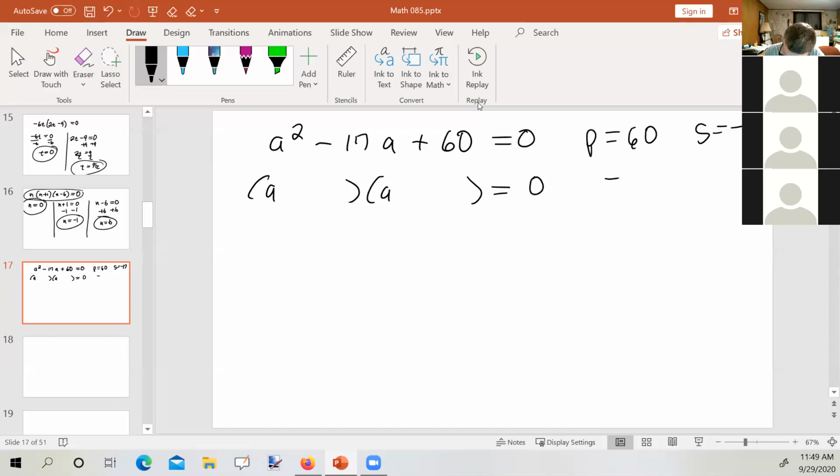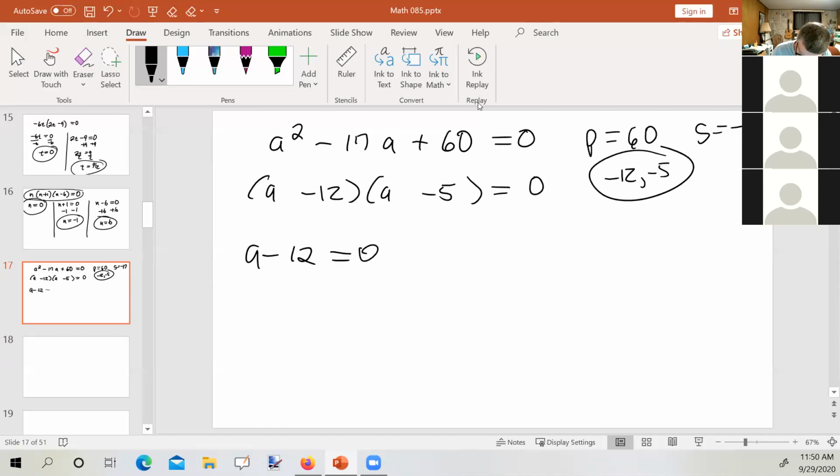How about negative, let's see, negative 12 and negative 5? That would give us a positive 60 and a sum of negative 17. So this is going to be a minus 12, a minus 5. All right, now I'm going to take each factor that contains a variable and set it equal to 0.